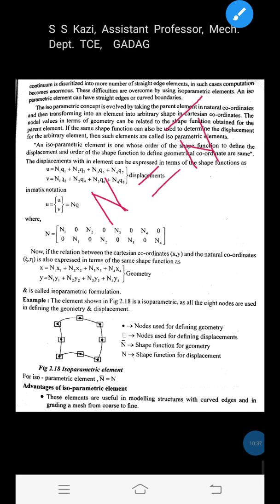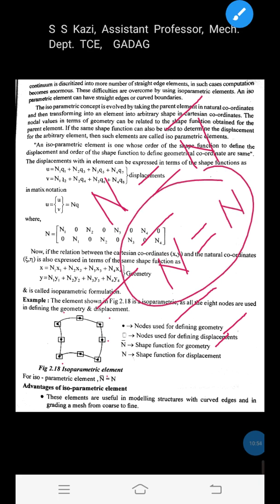Consider one more example. Nodes used for defining geometry are a total of 8, and nodes used for defining displacement are a total of 8. If the shape function for geometry, n bar, is equal to the shape function to define displacement, then it is called an isoparametric element.